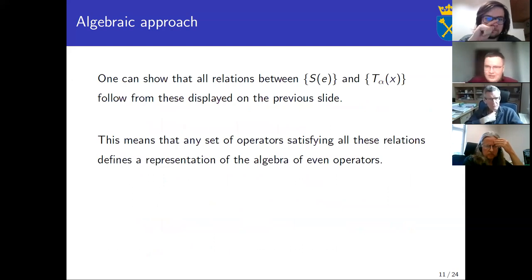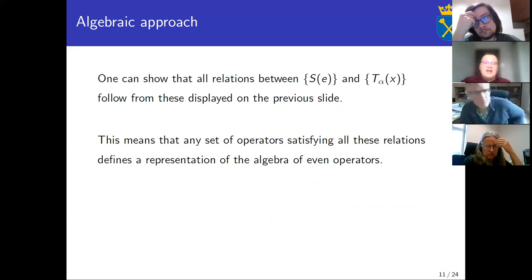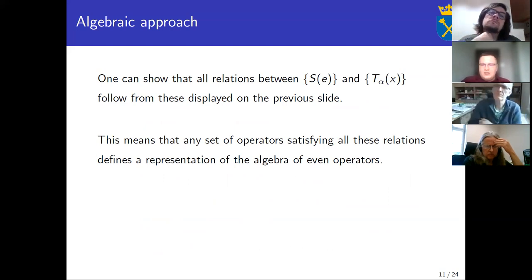Now there is a statement which is not entirely obvious, but it has been proven that all relations between these S of E's and T alphas of X follow from the relations that I displayed on the previous slide. So to check that some relation holds, it's easy because one just has to multiply things out and you see that it holds. But the point here is that there are no other relations, essentially. Every other relation follows from this that I wrote down.